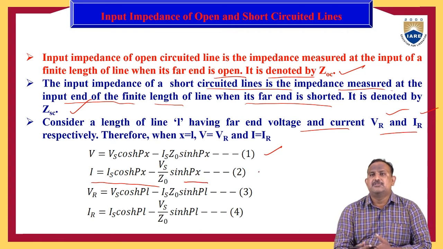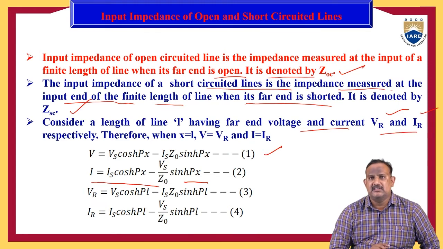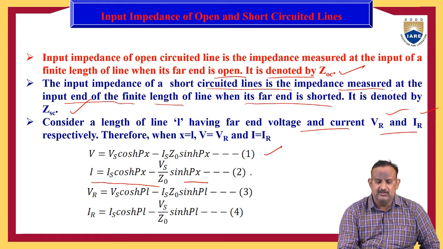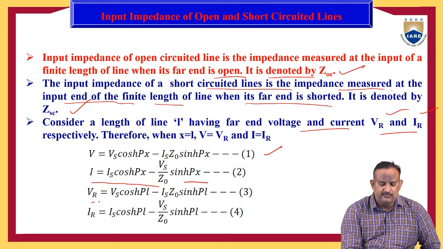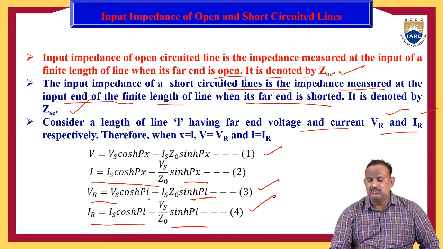So here we need to substitute distance x equal to L, V equal to VR, and I equal to IR in the two transmission line equations. Therefore, the two transmission line equations are: VR is equal to Vs cosh γL minus Is Z naught into sinh γL, and the current equation is IR is equal to Is cosh γL minus Vs by Z naught into sinh γL. So these are the two equations.